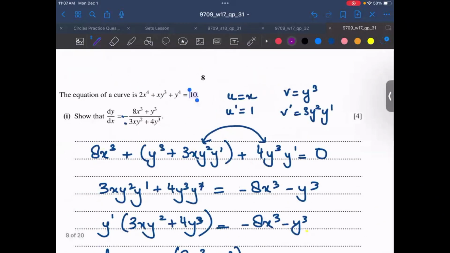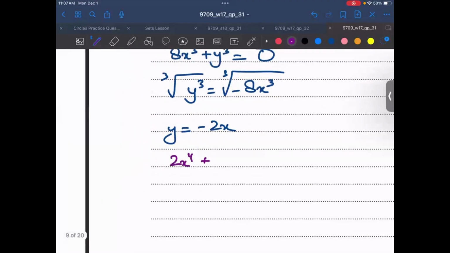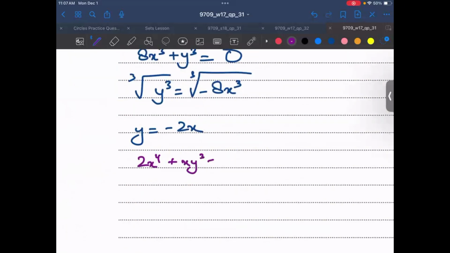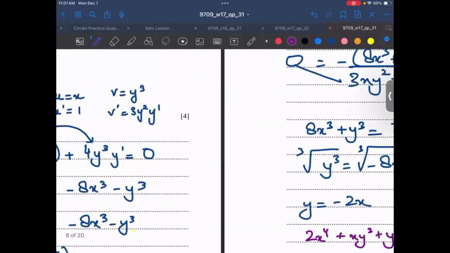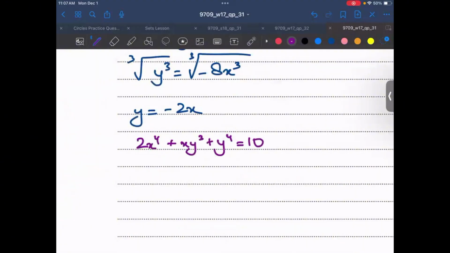So in the original equation, which is 2x to the power of 4 plus xy^3 plus y to the power 4 equals positive 10. Now in place of y, we can write minus 2x. So we'll get 2x to the power 4 plus x into minus 2x to the power 3 plus minus 2x to the power 4 equals 10. So we'll get 2x^4, this will become minus 8x^3.